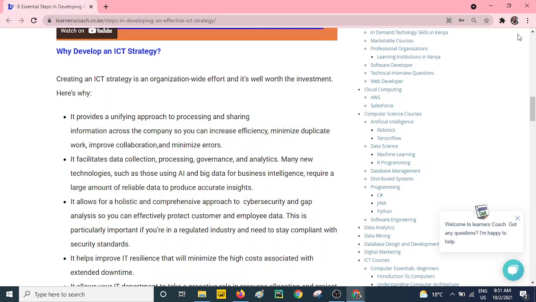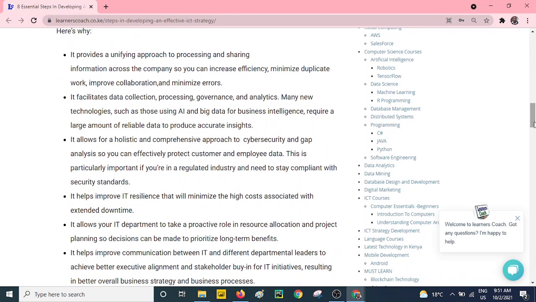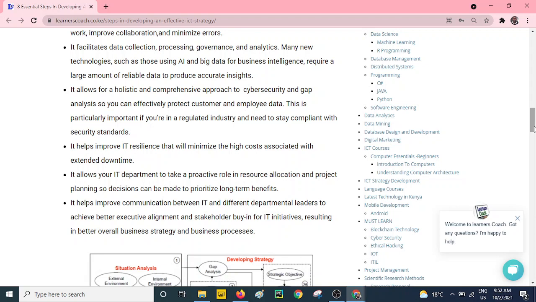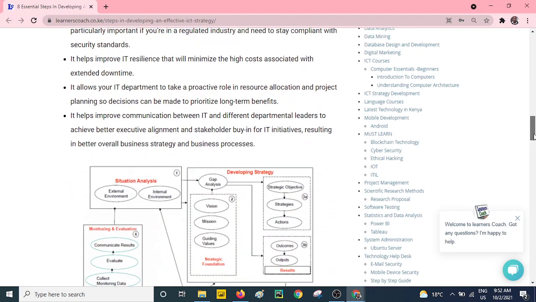And of course, it allows for a holistic and comprehensive approach to cyber security and gap analysis, so you can effectively protect customer and employee data, right? It also helps improve IT resilience, which will minimize the high cost associated with extended downtime. Maybe the other reason is that it allows your IT department to take a proactive role in resource allocation and project planning, so decisions can be made to prioritize long-term benefits.